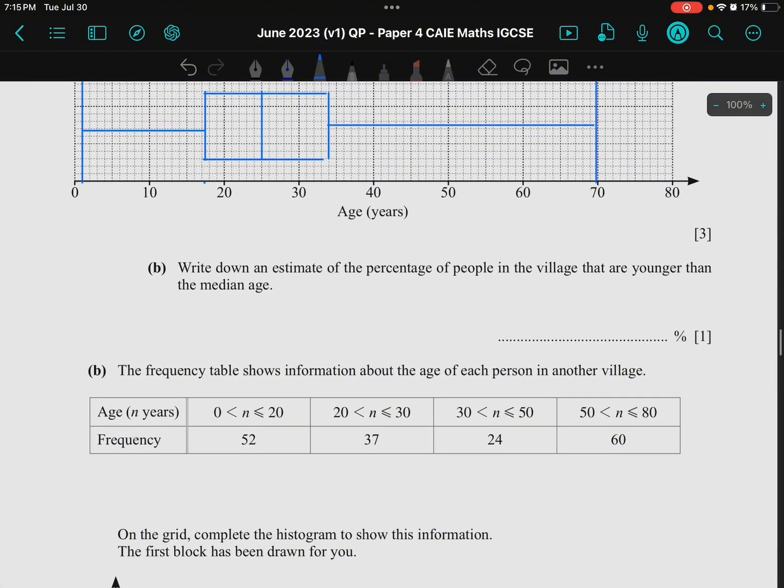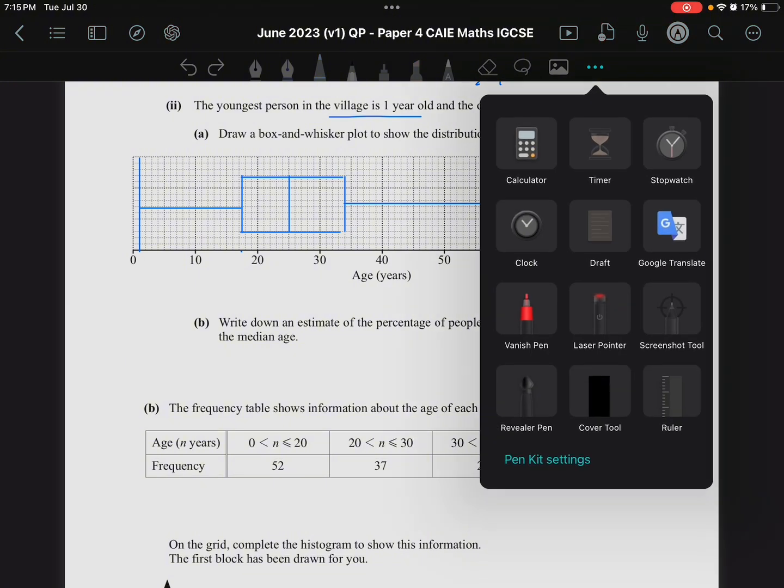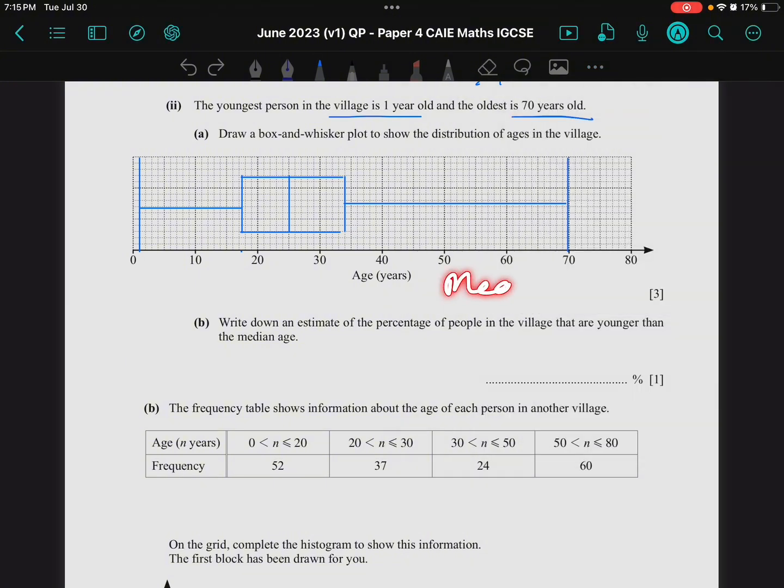Write down an estimate of the percentage of people in the village that are younger than the median age. What is the median age? Median age is given here as 25. I will write here, median age is equal to 25. So an estimate of the percentage of people in the village that are younger than the median, what will be the younger population? It is 50%. So you will write here 50%.